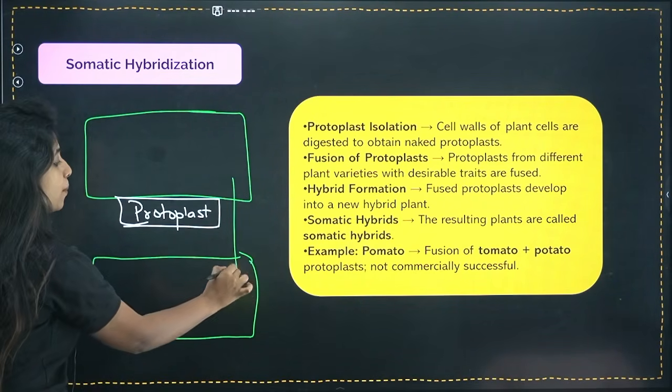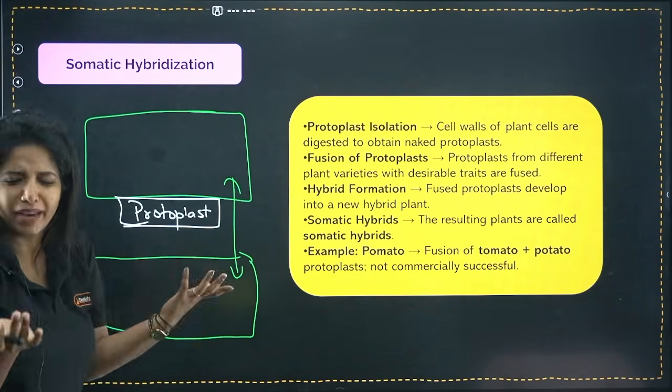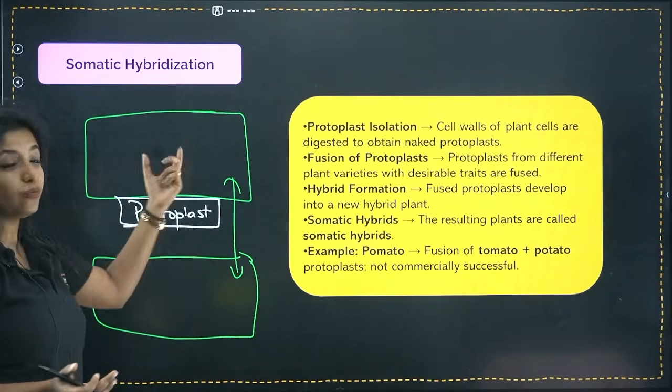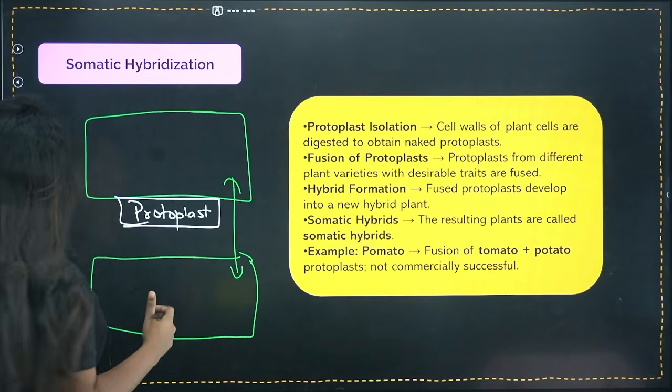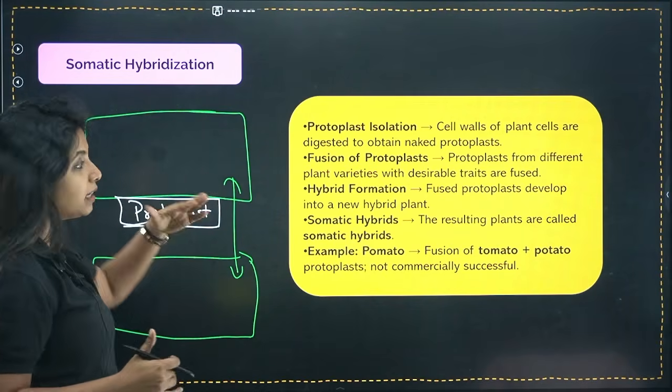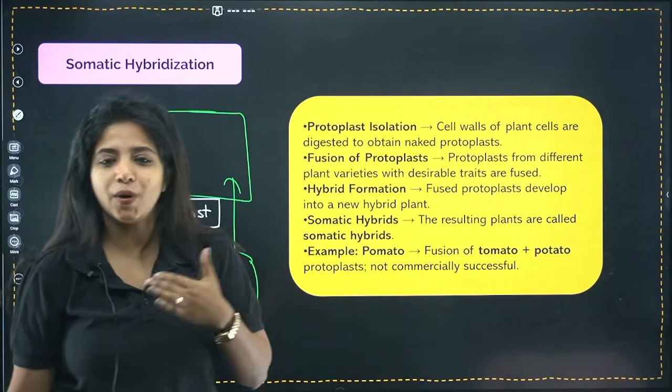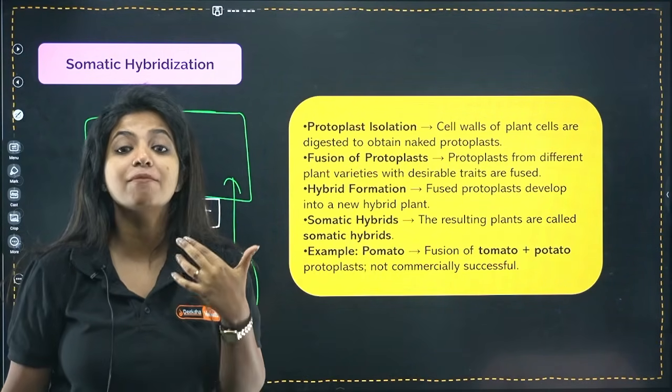and then I make both of them fuse. Basically, I make the protoplasts of both of them fuse. This is known as protoplasmic fusion. What do I call it? Protoplasmic fusion, or you call this somatic hybridization.